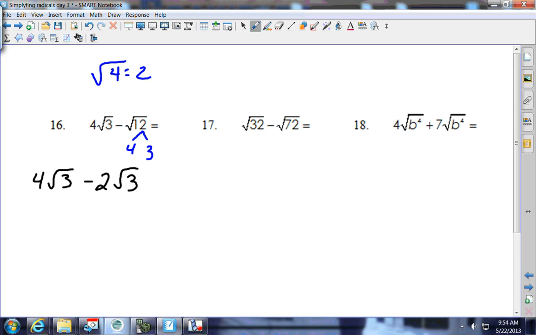Whenever I'm starting to look, I'm trying to simplify it so that they're the same. Now I have 4 minus 2, which is 2. Well, bad 2. Try again. 2 square root of 3 is your answer.